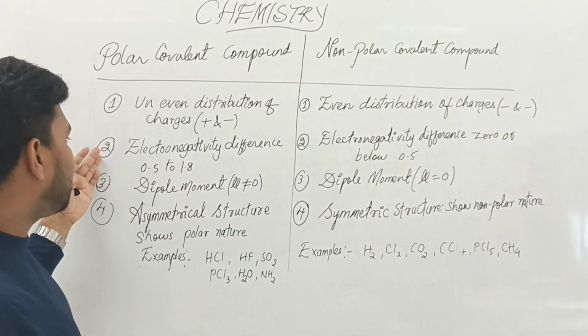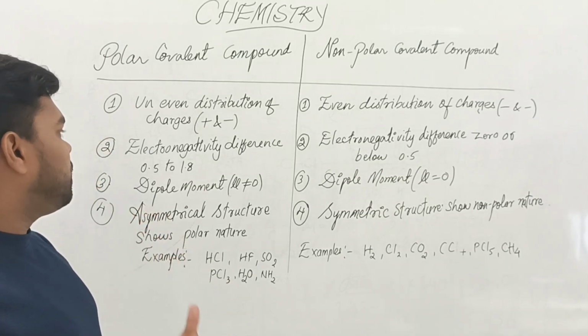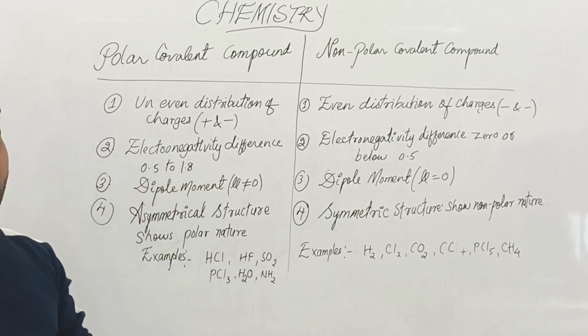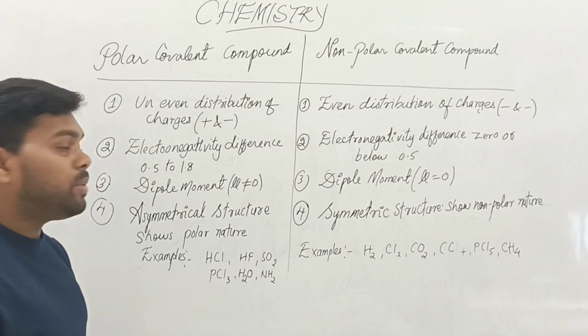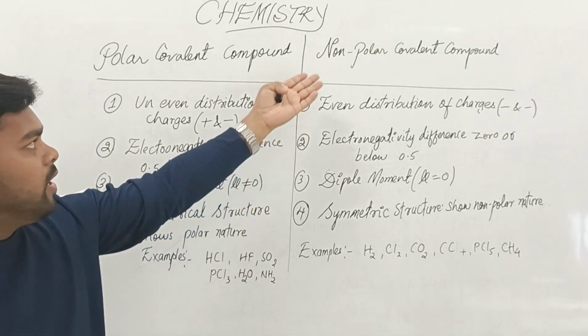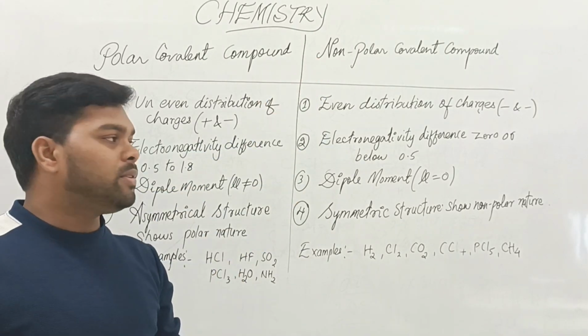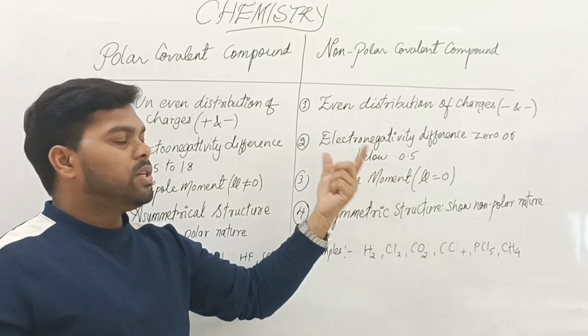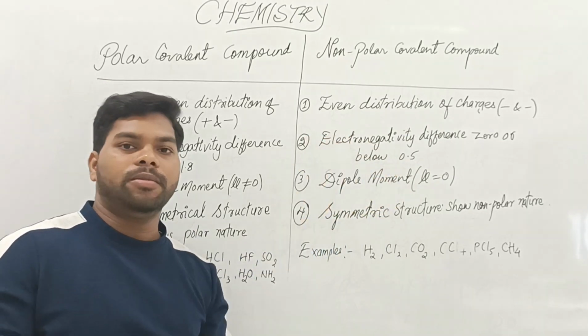The second point says that the electronegativity difference must be from 0.5 to 1.8 or 1.9 to be considered polar. However, for a non-polar covalent compound, the electronegativity difference should be 0 or less than 0.5.